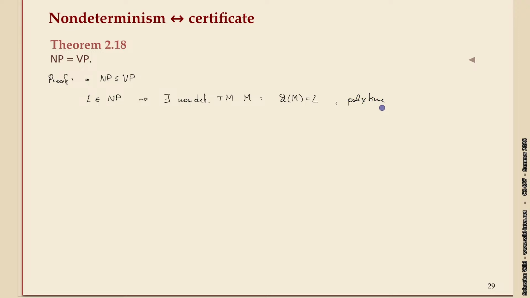I'll just write briefly polytime to mean that what would be properly written? The time it takes machine M on an input of size n is big O of n to the c, and there exists a constant c such that that is true. Okay. Now, with this machine M, we're going to construct a verifier for the same language.